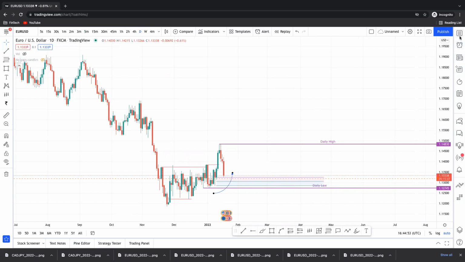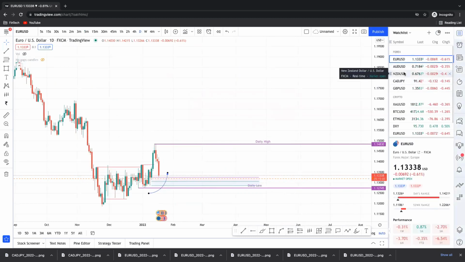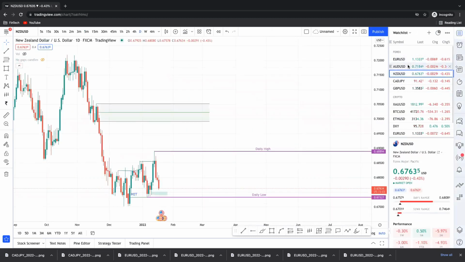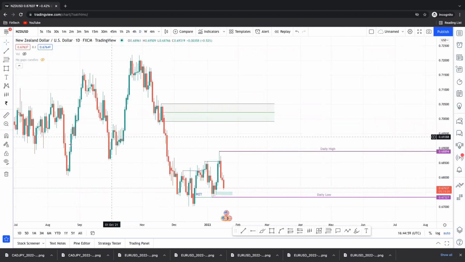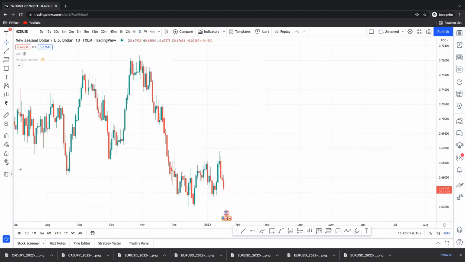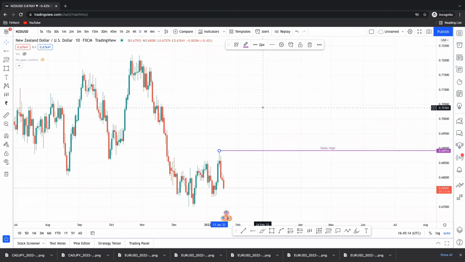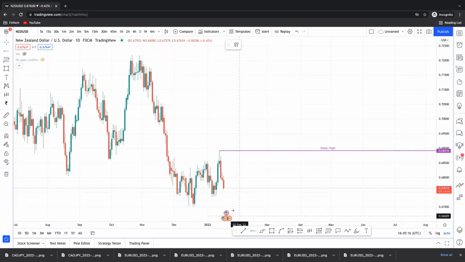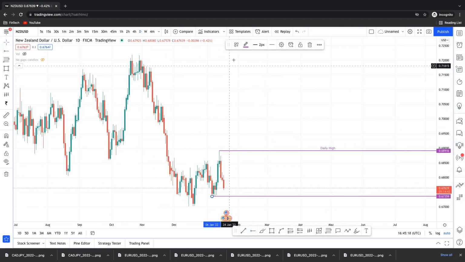Let's go to the next pair, which is New Zealand dollar, US dollar. Let's get rid of this and start fresh. Same thing, first things first: we're going to mark your trading ranges. So this is your high and this is your low.